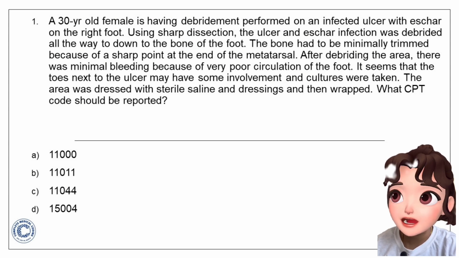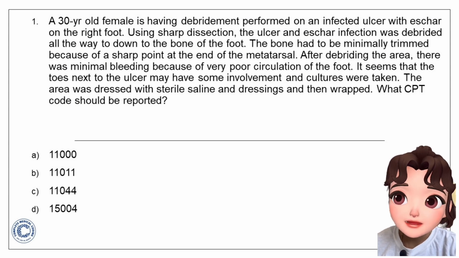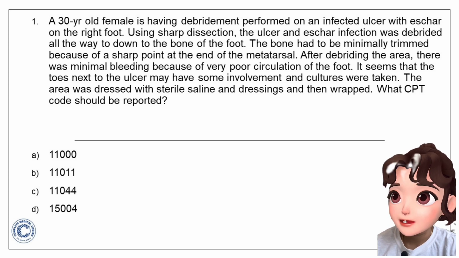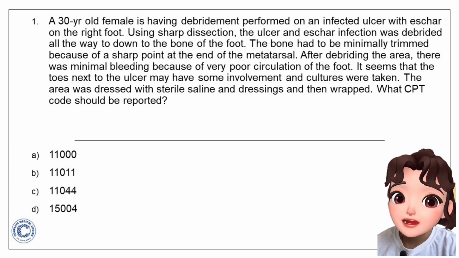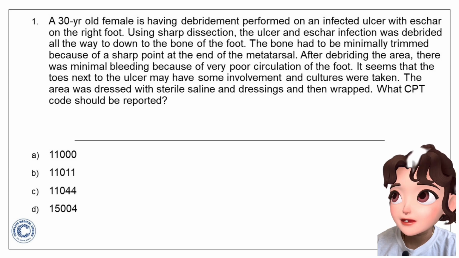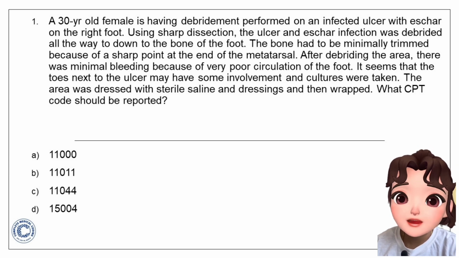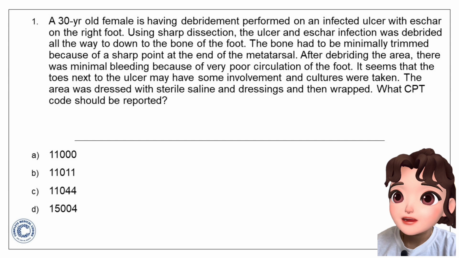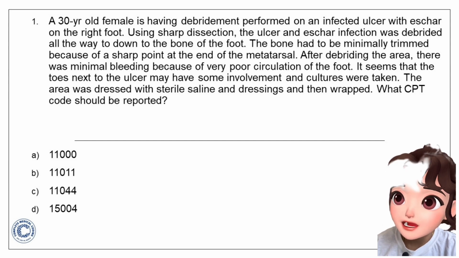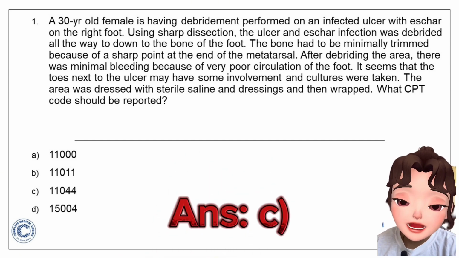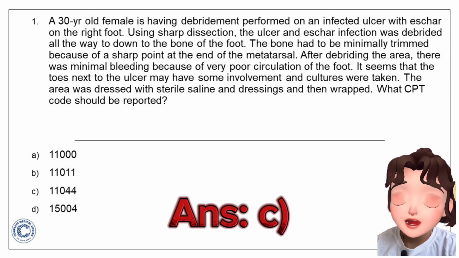Which represents debridement of bone. That is what we need, as mentioned in the first two sentences. Debridement performed on infected ulcer with SR on the right foot, and then using sharp dissection, the infection was debrided all the way down to the bone of the foot. So bone debridement, which is in only one CPT code, that is 11044. So the correct answer is option C, CPT 11044.